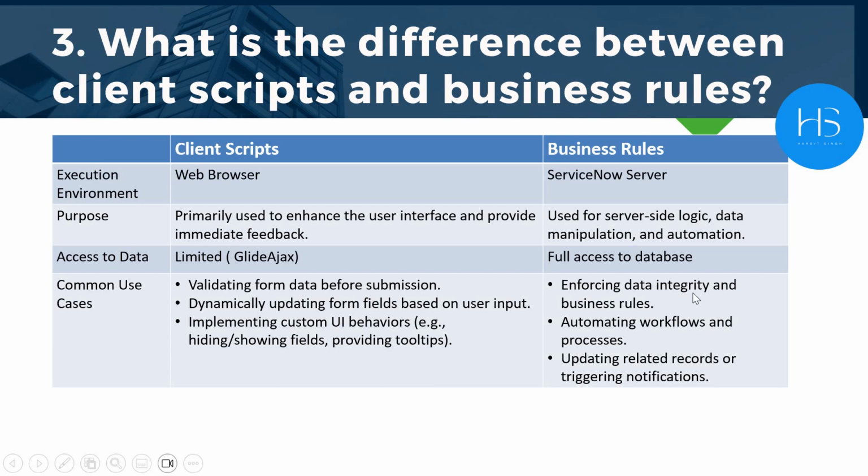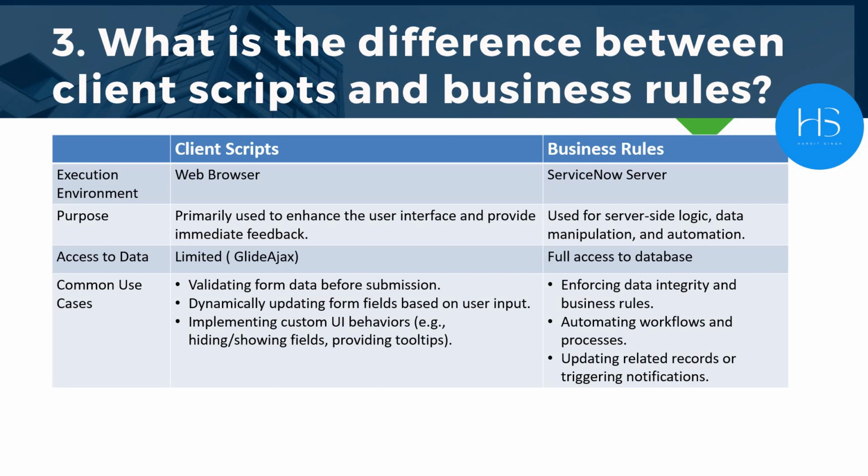But in business rules, if you want to enforce data integrity because it is updating data on the database, this is where you will use business rules. Then automating the workflows, updating related records, or triggering notifications. So if you want to update data in some other table or you want to trigger notifications, you would use business rules for that. This is a very important slide, and please understand in depth the difference between client scripts and business rules.